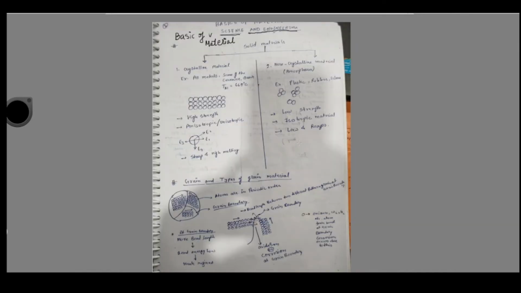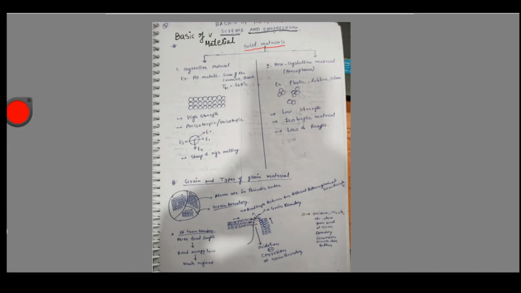Welcome back once again. We will start with the topic of basics of material science and engineering. This is an important part for the general studies of EEC. Now, in material science, we start with the solid material. So, solid material is divided into two types. First one is crystalline material, and second one is non-crystalline material.